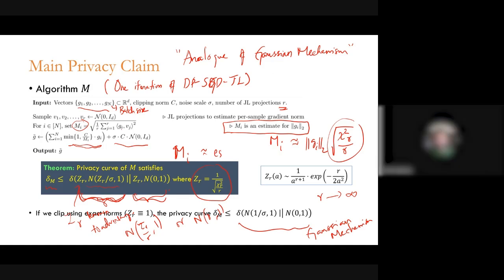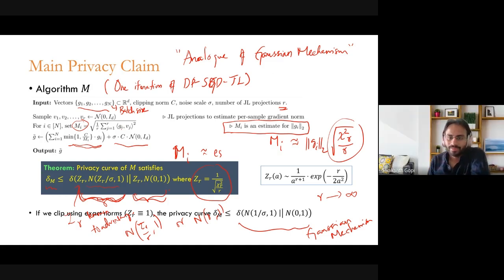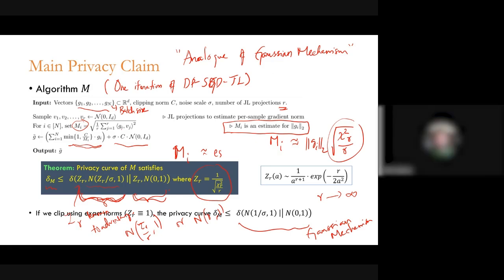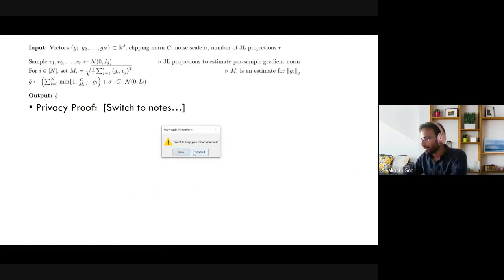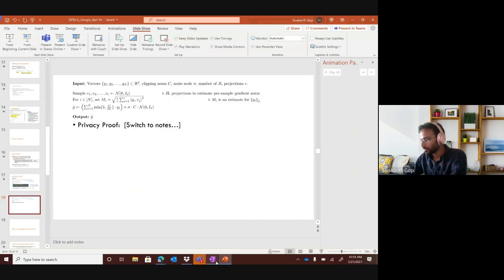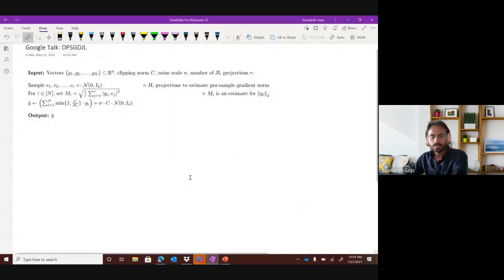Maybe I'm jumping ahead, but how would you do accounting? I'll get back to that. Yeah, so I will show you. Right. Before that, I want to prove the privacy claim. Since we do have some time, I'll show you how to prove this claim. So let me switch to Notes, since I thought it's better if I actually write the proof. Can you see the screen? Yeah, great.